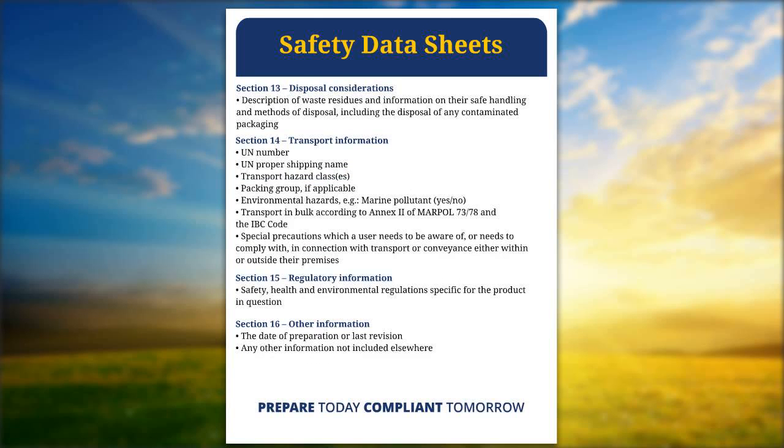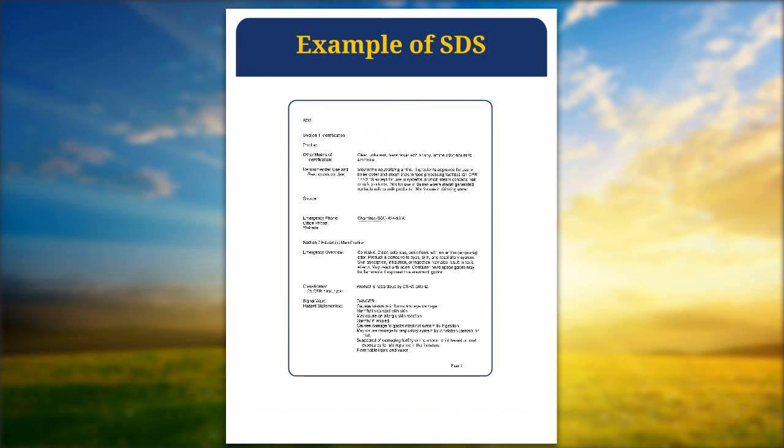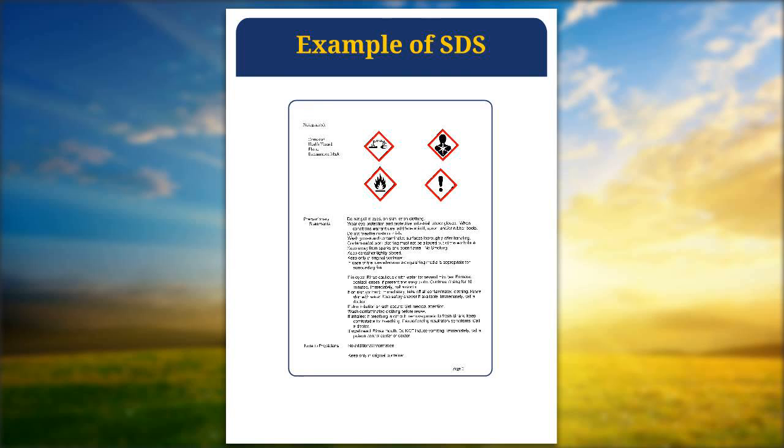Yes, the label would need all of the pictograms unless it was shipped as a corrosive and had the proper DOT corrosive label. Then the corrosive pictogram would not be required on the label. The same would apply to something shipped as an oxidizer. If it has the correct DOT oxidizer label, the oxidizer pictograms would not be required on the label. They would still, however, be required on the SDS.